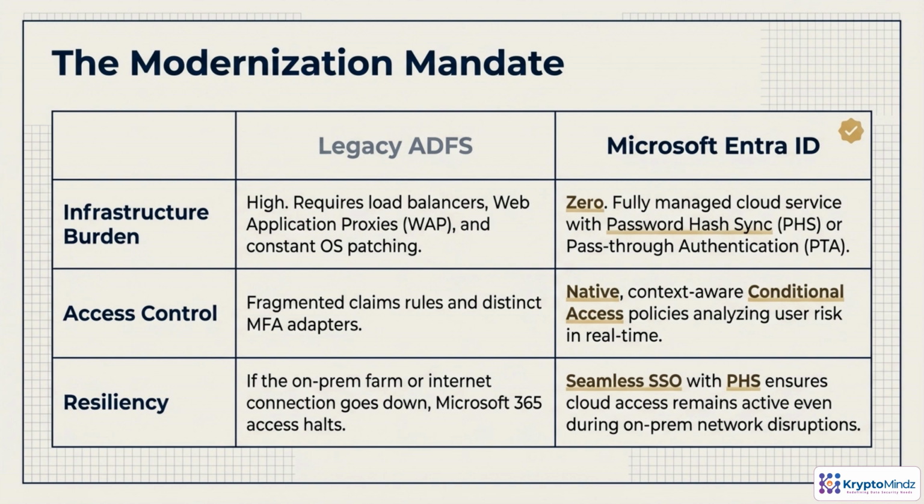Entra ID offloads that to Microsoft and authenticates using password hash sync or pass-through authentication, so your team focuses on policy, not servers. Access control also modernizes. Instead of static claims rules and separate MFA plugins, you use built-in conditional access that evaluates user, device, and risk in real time. And resiliency improves because if your data center link drops, cloud sign-ins can still succeed.